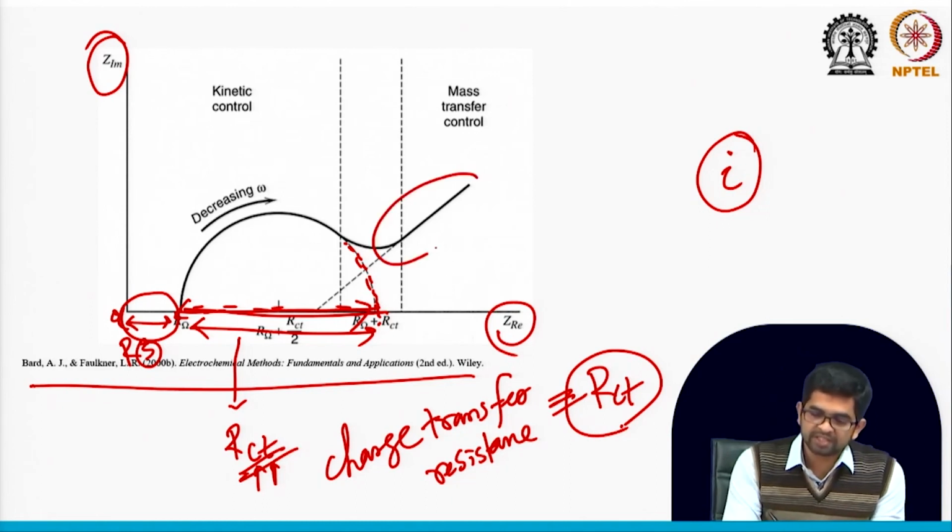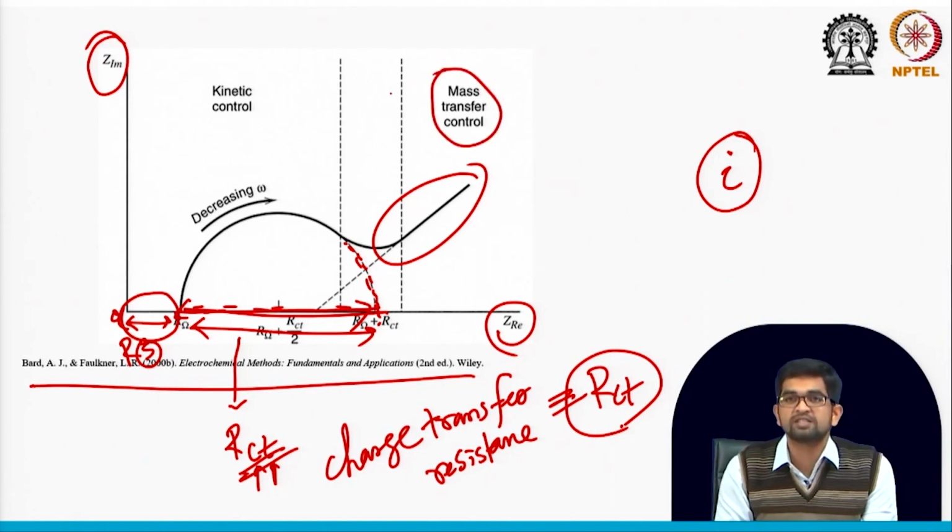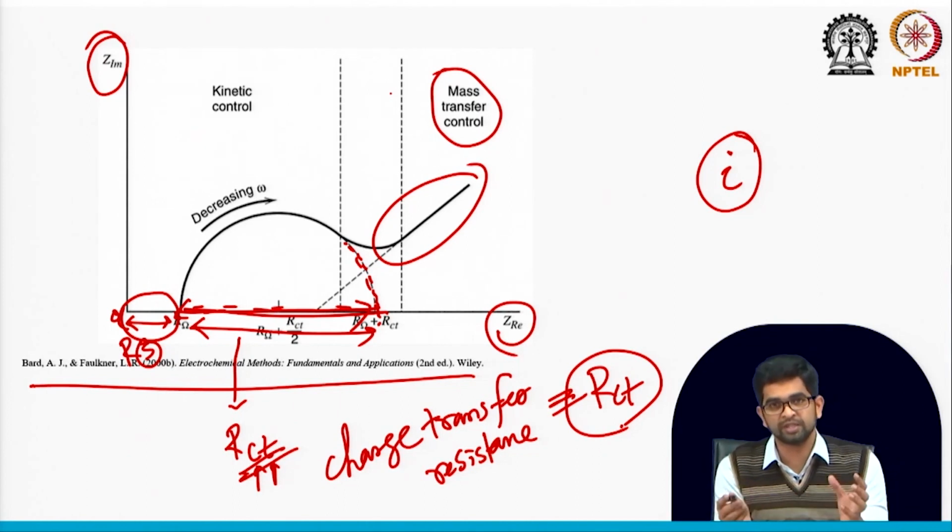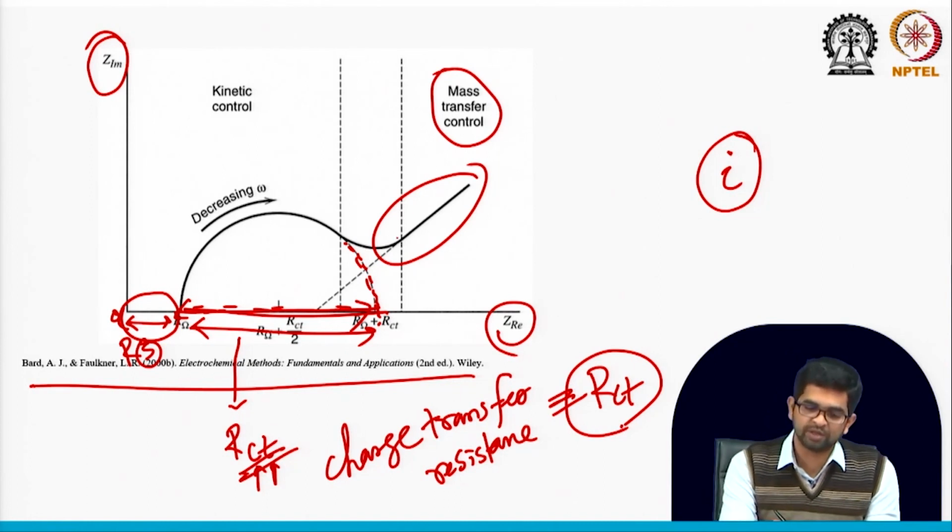And there is another part, the straight line, right? This straight line is directly equivalent to your mass transfer control. Mass transfer means, when we are using the potassium ferrocyanide/ferricyanide mixture, how fast this mass is transferring to the electrodes, that we will measure.